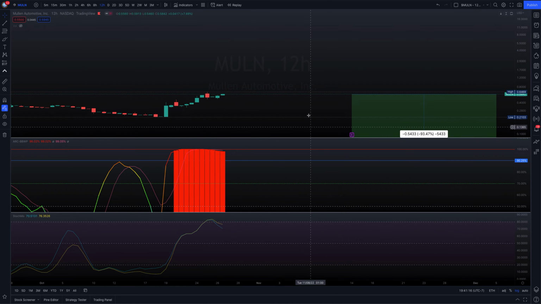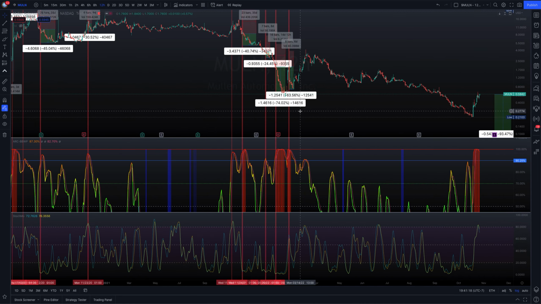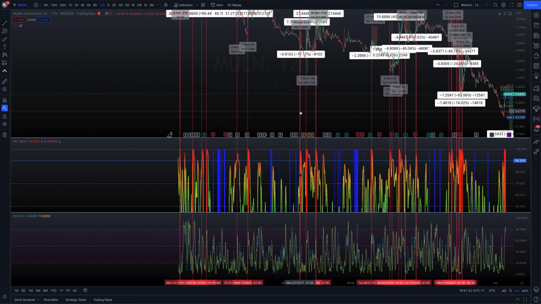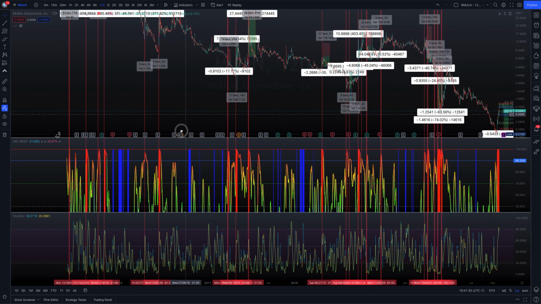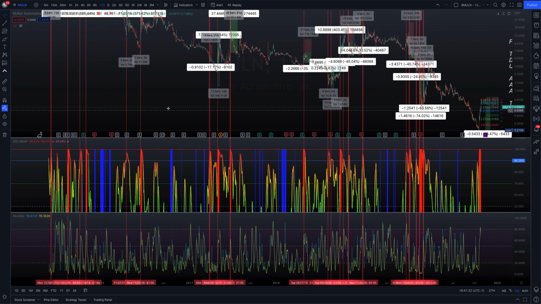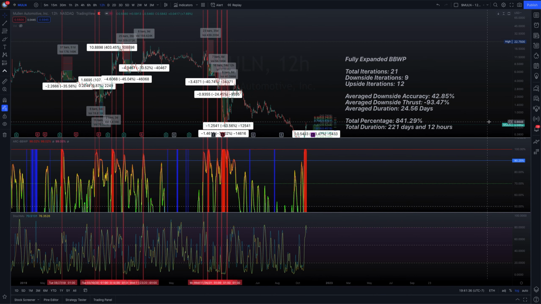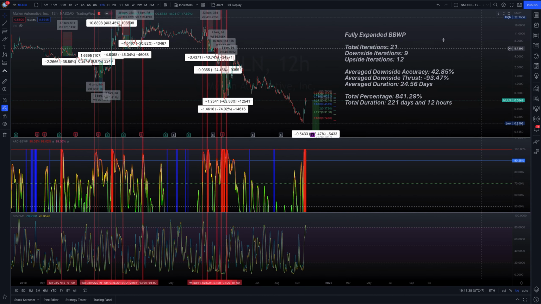and the oscillator is suggesting a downside move. I have taken note of every single iteration where that event has happened since the beginning of MULN asset trading. So this was potentially around 2012, right back over here. So every single iteration has been taken into note. These are not certainties. Remember, guys, they are metrics and they are statistical. So this is not a certainty.